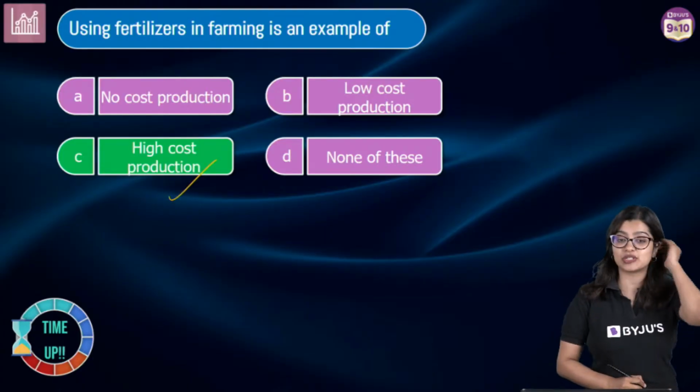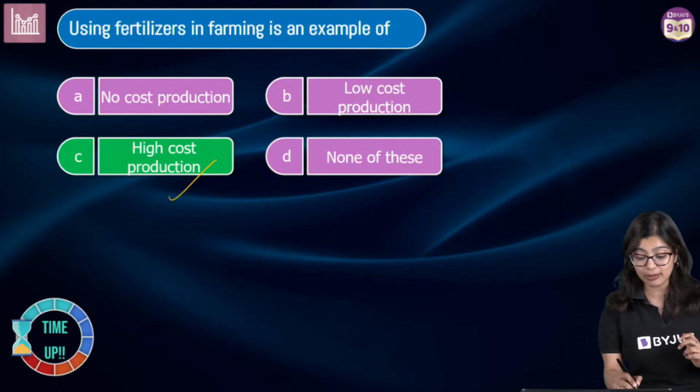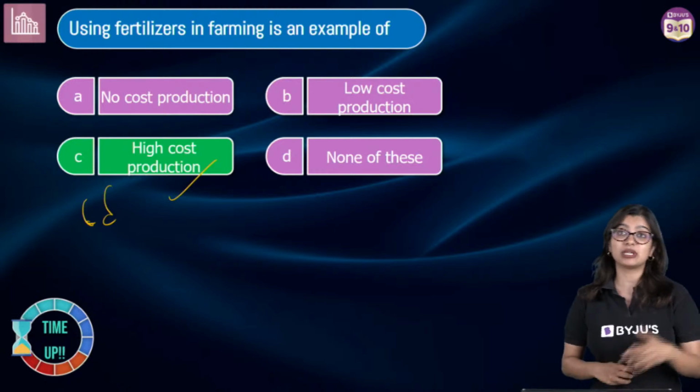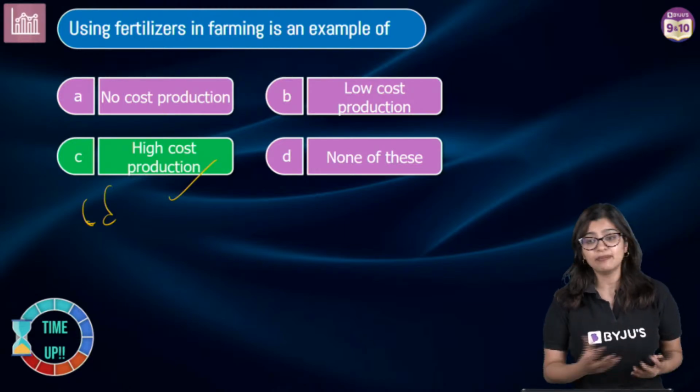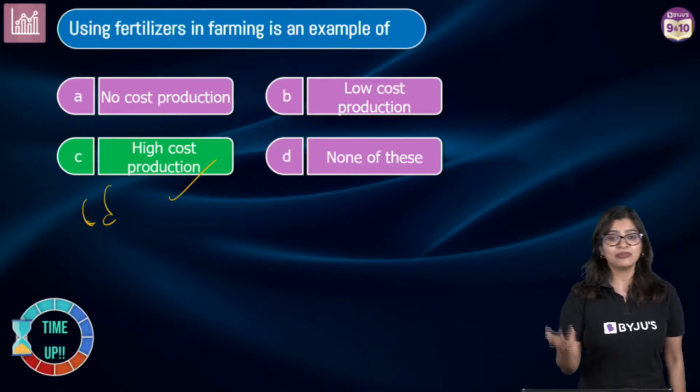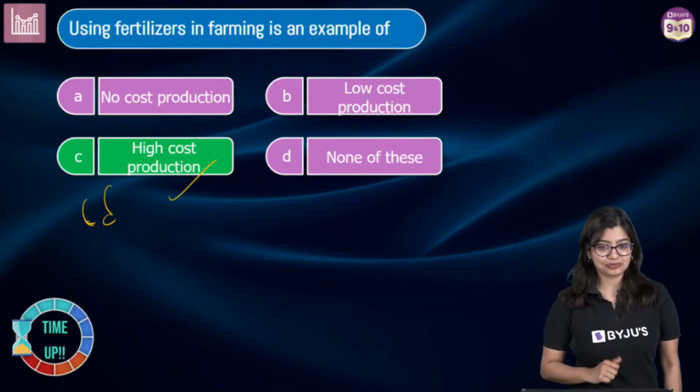Correct answer here is option C, that is high cost. What do you mean by high cost? Because high cost means that you have to invest some money, right? People have to purchase this, right? So that is what we mean by it.